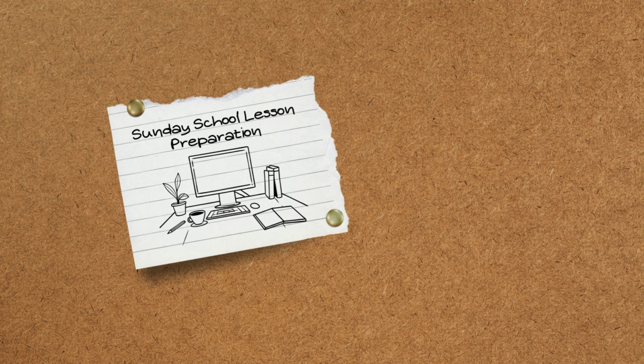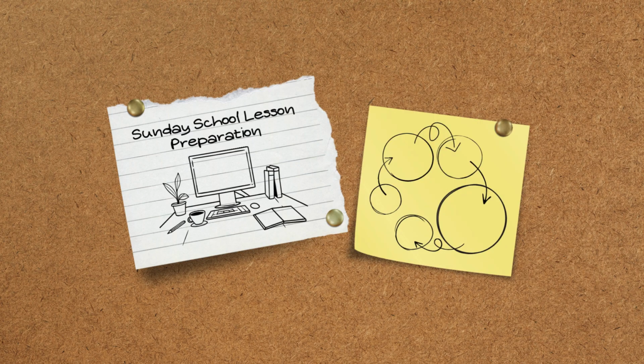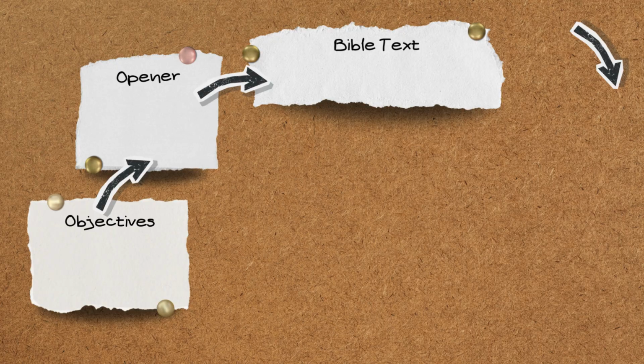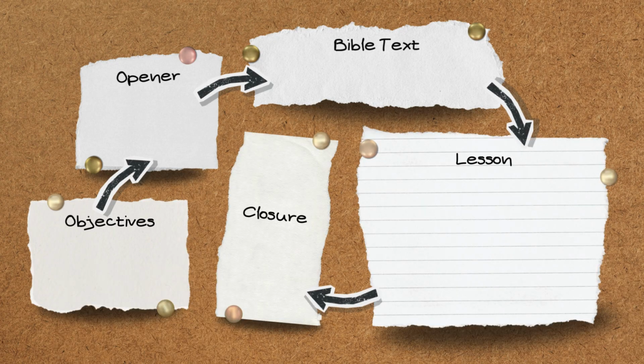There are many ways to prepare a Sunday school lesson. Everyone has their own style. Some might find it helpful, however, to see a simple template that outlines important lesson elements. Here we will present a 5-element lesson outline. It will include objectives, opener, Bible text, lesson, and closure.